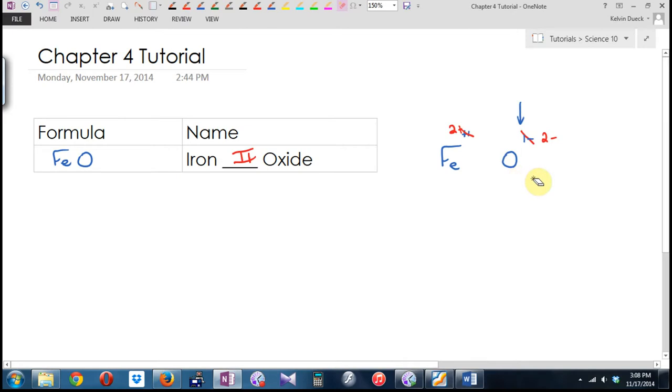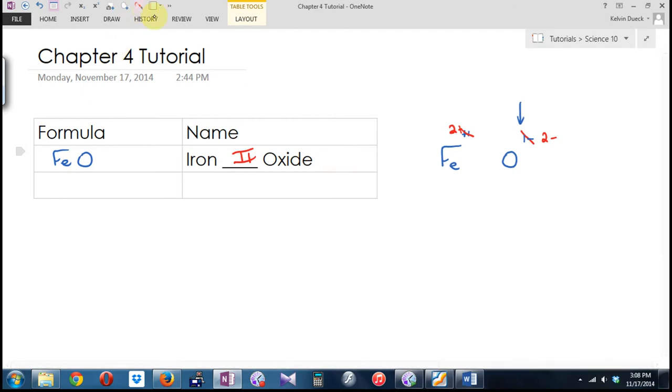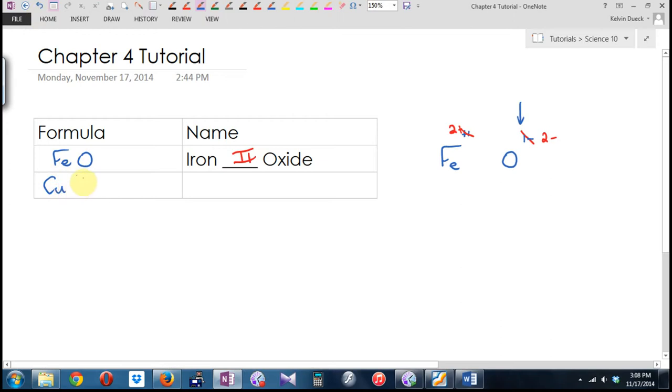So I'm going to give you some like that, either multiple choice or written, where I give you a formula. How about this one? Ionic or covalent? Is that right? I think that's right. Yep.